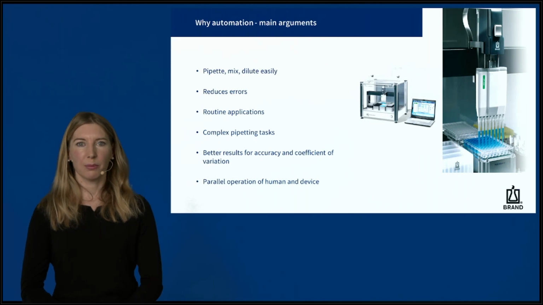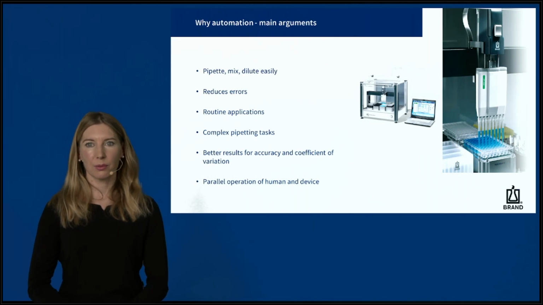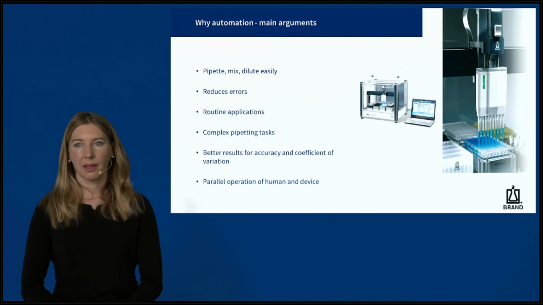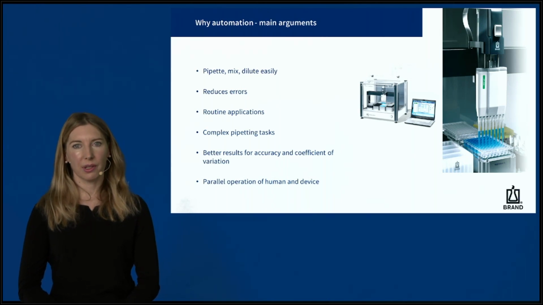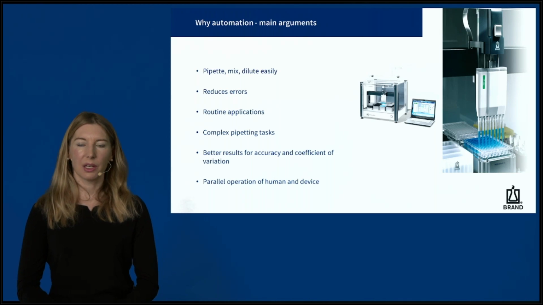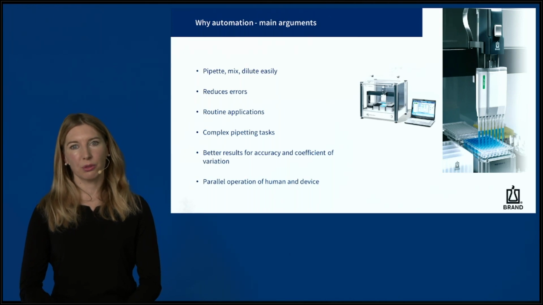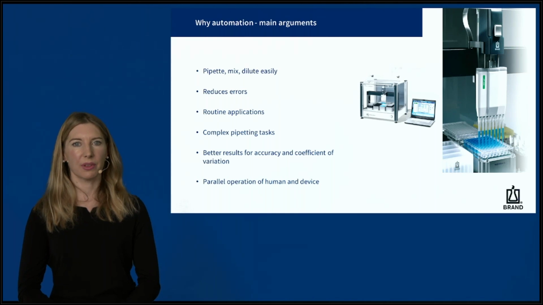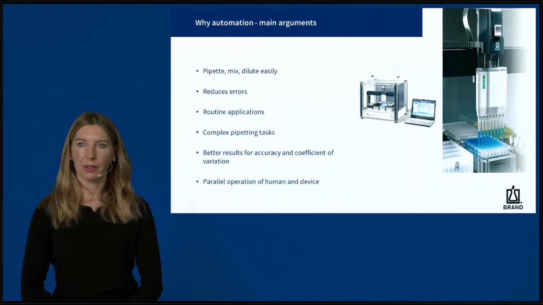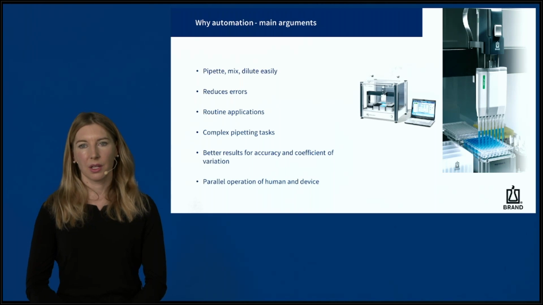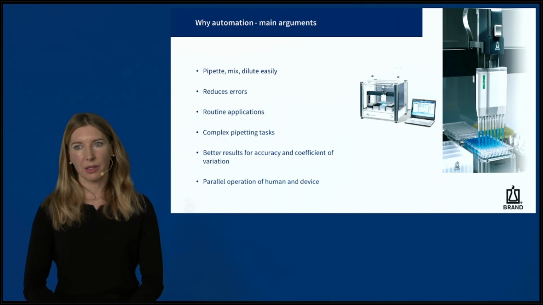Let's just briefly recapitulate the main arguments for automated liquid handling systems. Especially with monotonous and error-prone work steps like pipetting and diluting, a robot really demonstrates its strength. Once defined, a method can be reproduced over and over again with exact precision. With help of the liquid handling station, for example, you save up to 70% of time compared with manual pipettes, and you can do other work during the PCR preparation. With an automated system, you also achieve better results for accuracy and coefficient of variation.